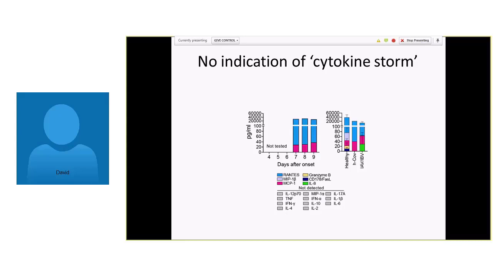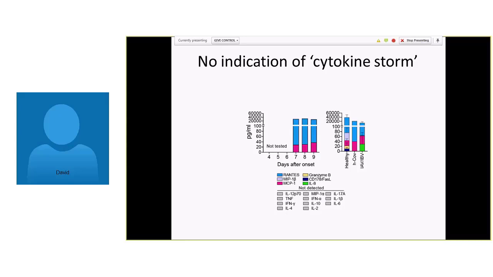Basically, a lot of these things weren't detected, but in this particular patient, it is only one indication, and the heading up the top, no indication of cytokine storm, is mine rather than what they said in the paper, is that the actual levels are not particularly high. And the ones that you might particularly expect to see in a cytokine storm are tumor necrosis factor, gamma interferon, and interleukin 1 and interleukin 6. These are the ones that mediate the severe immune reactions that take place in cytokine storm.